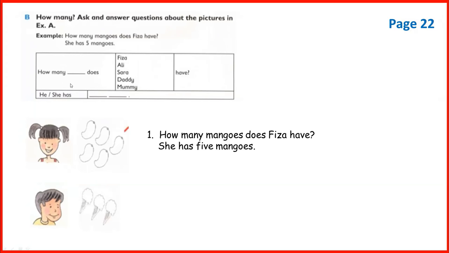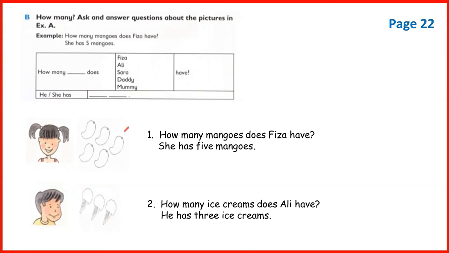First you make the question: How many ice creams does Ali have? What is the question? How many ice creams does Ali have? And what's the answer? Yes, he has 3 ice creams. Repeat after me. He has 3 ice creams.